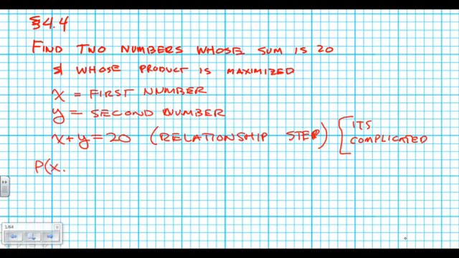talking about the fact that we are trying to find a product. So I'll call it P. P is a function of X and Y. And we find the product of X and Y by multiplying those two together. We'll call this the function step.